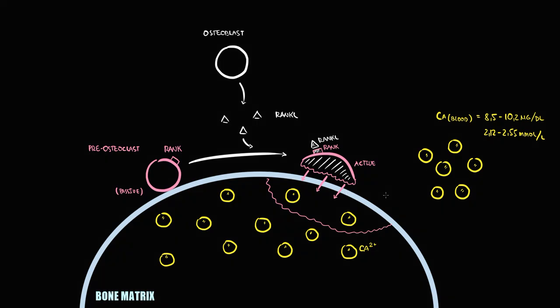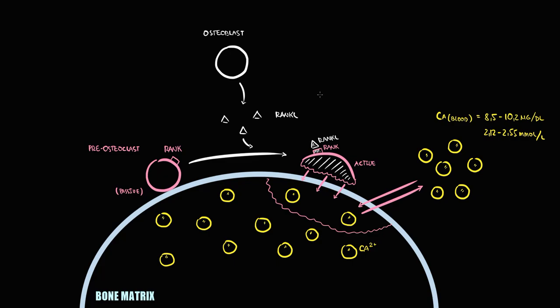With bone resorption, calcium molecules which were contained inside the bone matrix begin to enter into the blood. In normal condition, this helps us to maintain the normal blood calcium level. Also, during osteogenesis, calcium from the blood can go back into the bone matrix, so this process works both ways.